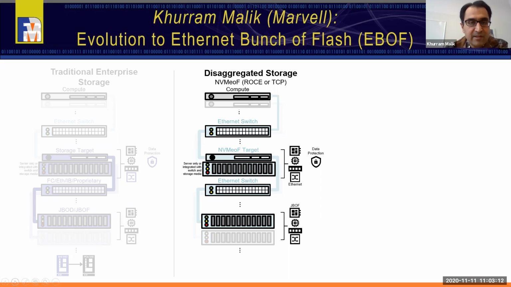So this architecture is much more simplified because it has unified the transport layer, the storage, and the compute, which communicate through an Ethernet switch on RoCE v2 or NVMe over TCP. And then we have NVMe over Fabric on the target side, which connects to the Ethernet switch sitting on the top of the rack.